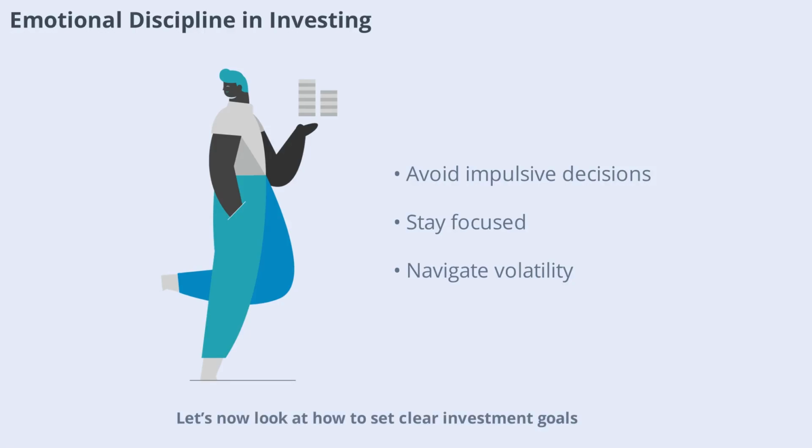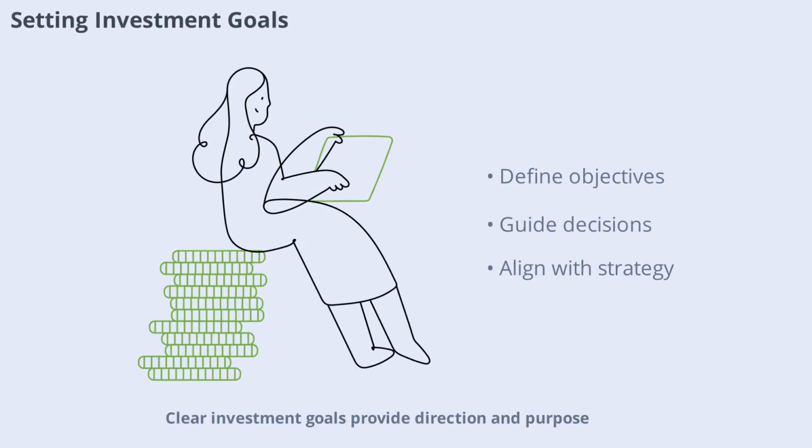Let's now look at how to set clear investment goals. Clear investment goals provide direction and purpose. Whether you're saving for retirement, a home, or education, defining your objectives helps guide your decisions. Economic indicators can inform your strategy, but your goals should remain the foundation. Regularly reviewing and adjusting your goals ensures they stay aligned with your financial situation and market conditions.